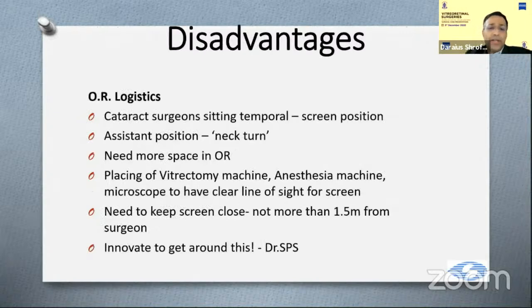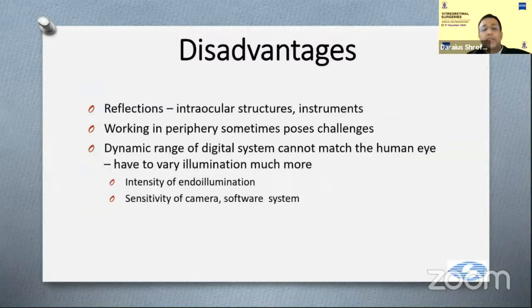Everything has its disadvantages. So of course, there are some OR logistics. For example, the cataract surgeons sitting temporarily would need to change the screen position depending on the right or the left eye of the patient being operated. For the assistants, they need to turn their neck. So all this needs more space in the OR. Placement of the vitrectomy machine, anesthesia machine, etc., because you don't want anything coming in the way, in the sight of the screen. And you need to have that particular distance where you keep the screen.